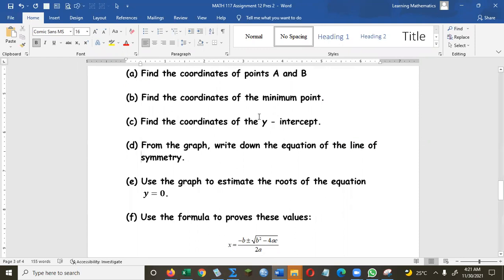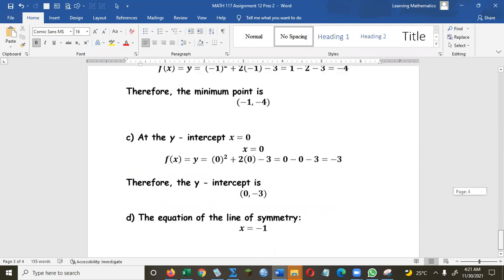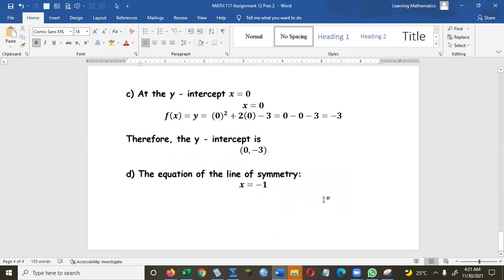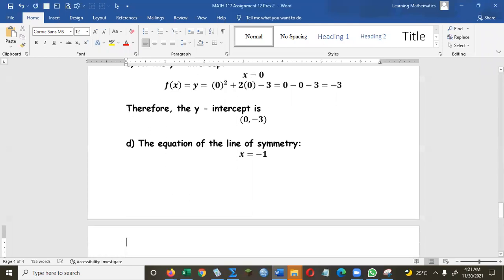The y-intercept is where the graph touches the y-axis. The roots are where the graph touches the x-axis. So let's take a note of that. That's part E.